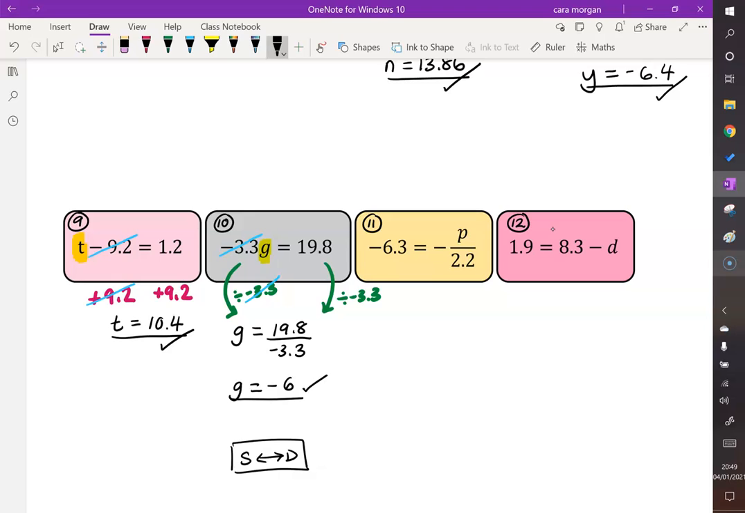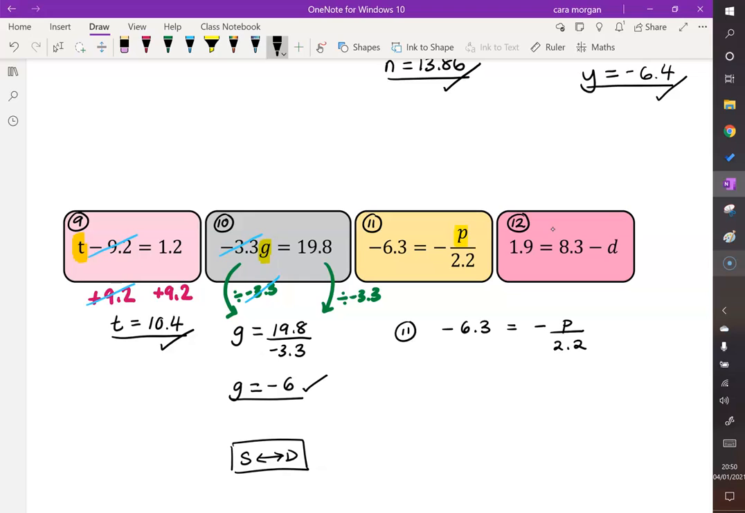Now number 11 is looking slightly tricky here. I can see the P is in the numerator of the fraction on the right hand side. I'm just going to write it out separately underneath because I've got to be very, very careful with this one. It would cause some students quite a problem. And there's a couple of different ways you could tackle it.